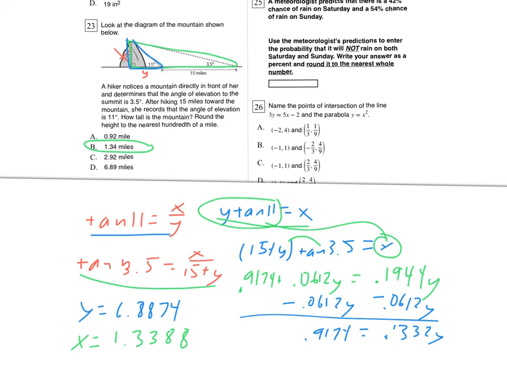If that looks like a pretty small distance for a mile, or sorry, for a mountain, just remember that it is in miles. So it's like, I don't know, probably about 7,000 feet tall, because it's 1.34 miles.